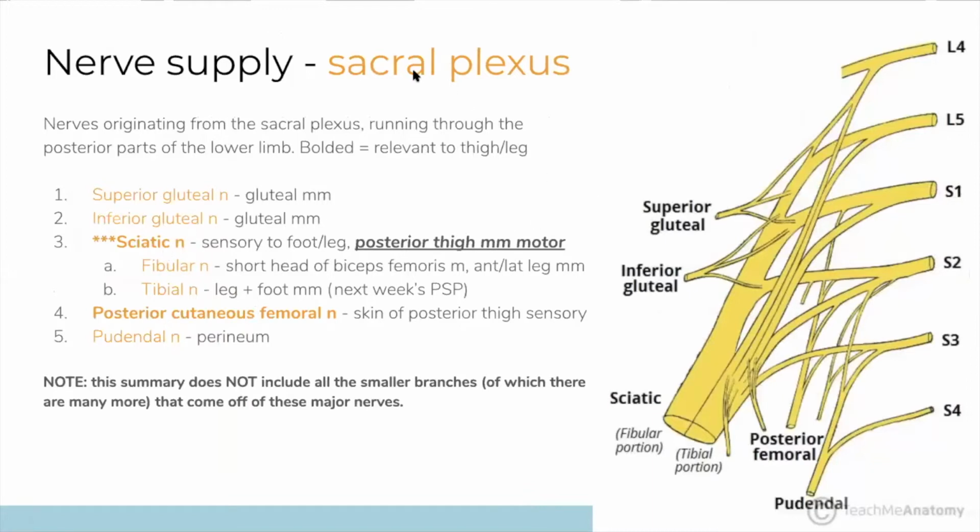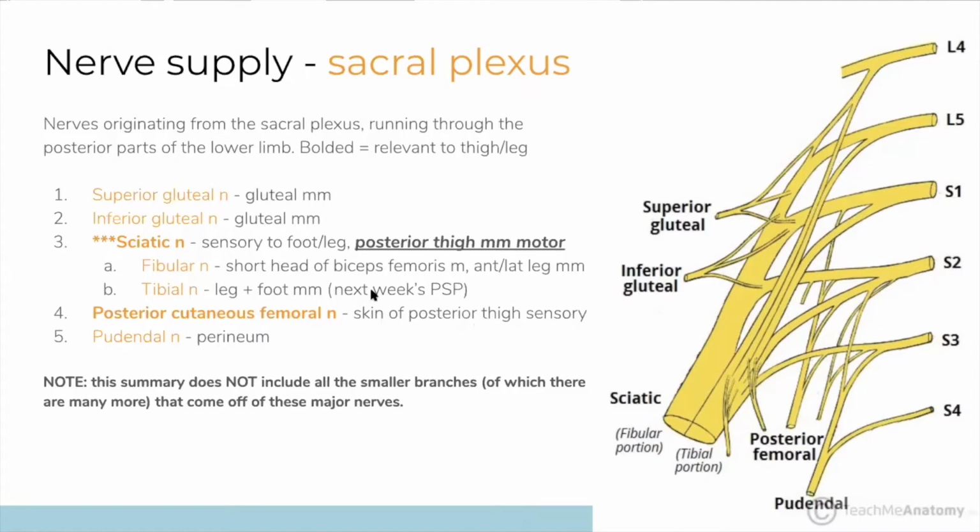Okay, so going down to the sacral plexus, again, the main one's honestly just the sciatic nerve. And the sciatic nerve has 2 portions, a fibular portion and a tibial portion, which means exactly what you think it means. Basically, when you get down to the leg, it splits into 2.